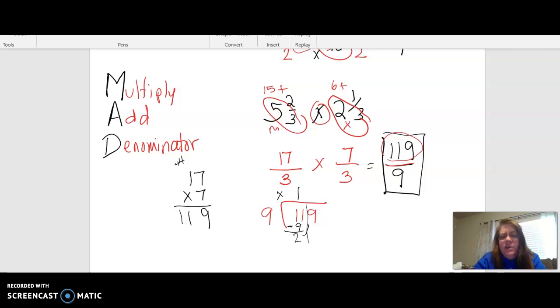Well, 9 can't go into 2, so we bring that over and we make it 29, right? How many times does 9 go into 29? Well, let's count. 9, 18, 27. I don't think I'm going to get any closer. So 3 times. 9 times 3 equals 27. And I subtract that away, so what's left? 2. Well, 9 can't go into 2, so that's a remainder. That's what's left over, but we're using a fraction. So do we say remainder? Nope, we don't say remainder. We say we have 2 left over out of, what was our divisor? 9. So our answer completed is 13 2/9.